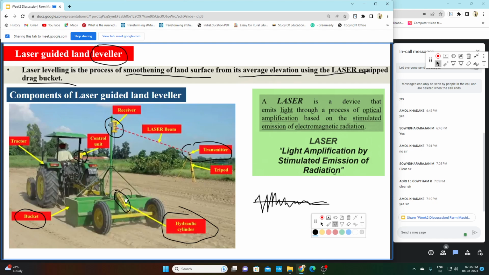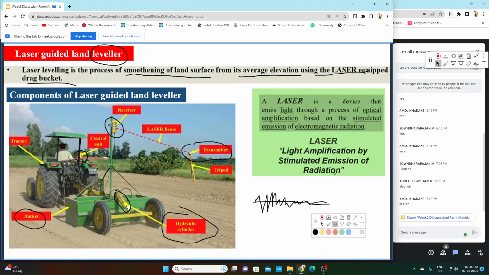What the hydraulic cylinder will do is contract and retract. Whenever the hydraulic cylinder contracts, the bucket will lift up, wherever there is less elevation. So the bucket will lift up when there is less elevation, to smoothen the soil.